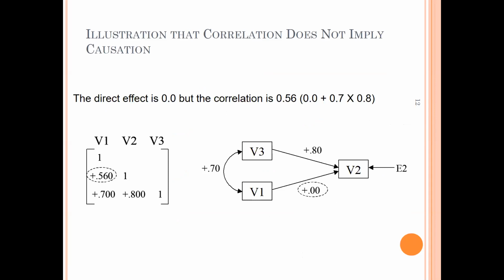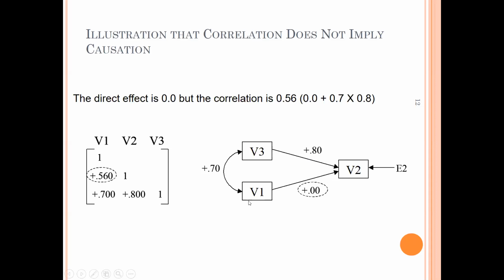So this is an illustration of how correlation really doesn't say anything about causation. Here on the right, we have a structural model showing the causal relationship. Notice that V3 has a direct effect on V2, and it's plus 0.8. V1 has no effect on V2, the coefficient is 0. However, the correlation between V1 and V2 is 0.56, so there is a positive correlation even though there is no direct effect.